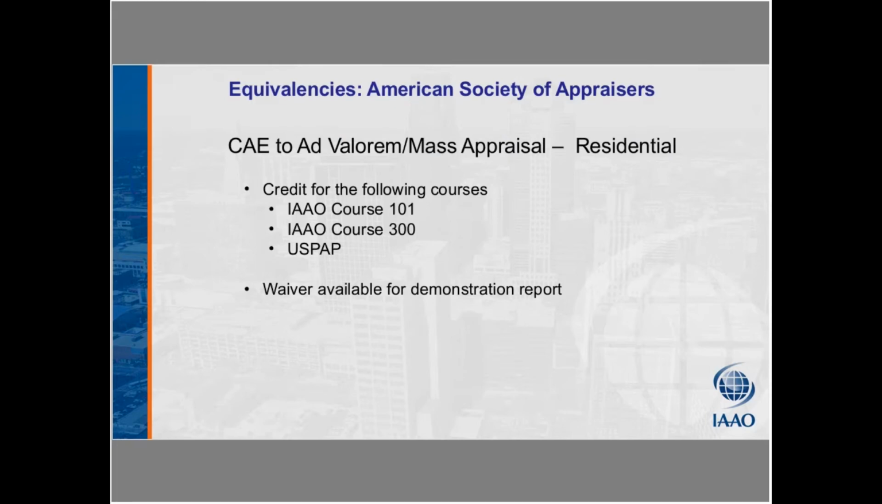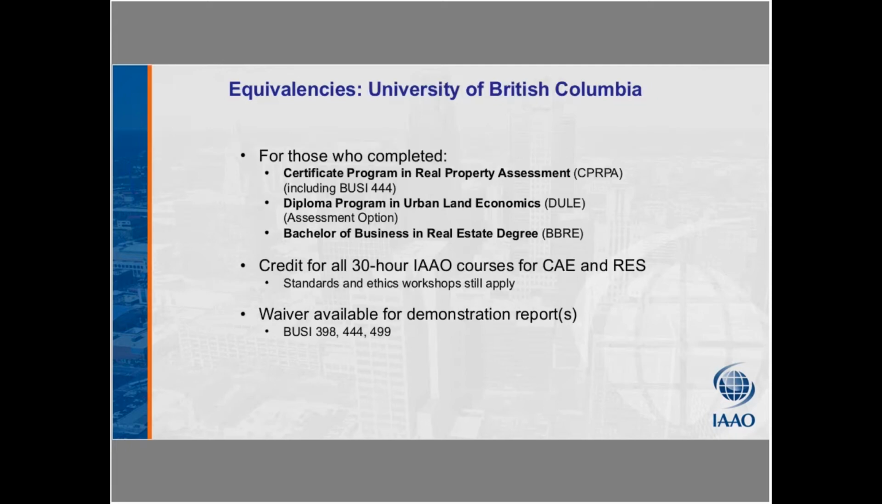So effectively, with the MAI, the SRA, and the American Society of Appraisers designations, as you can see, the common thread is that for all single property coursework and demonstration reports, you would receive equivalency or waiver. You would have to test through any coursework or requirements that would be relevant to mass appraisal. Then we get into the UBC. The IAAO has had a long-standing relationship with the UBC.